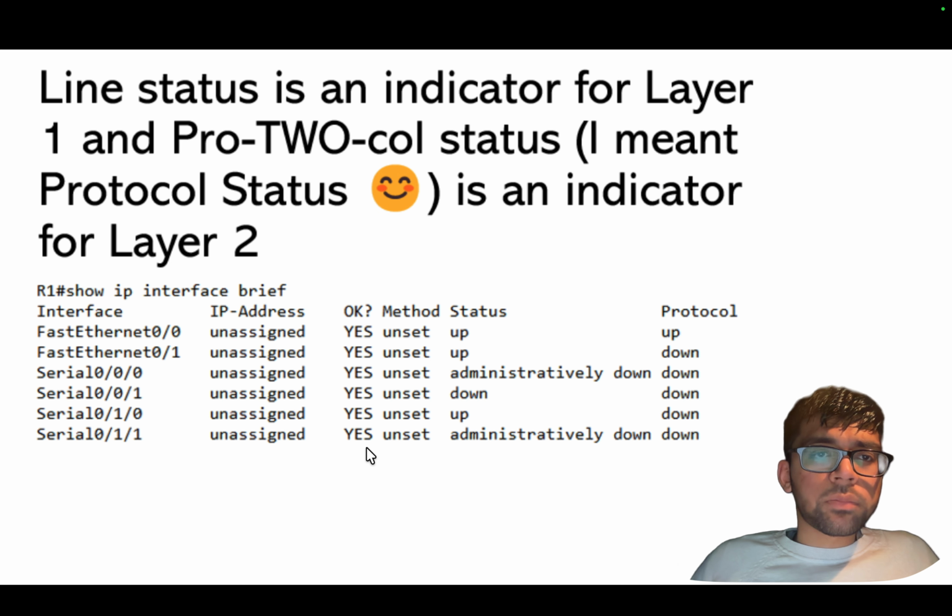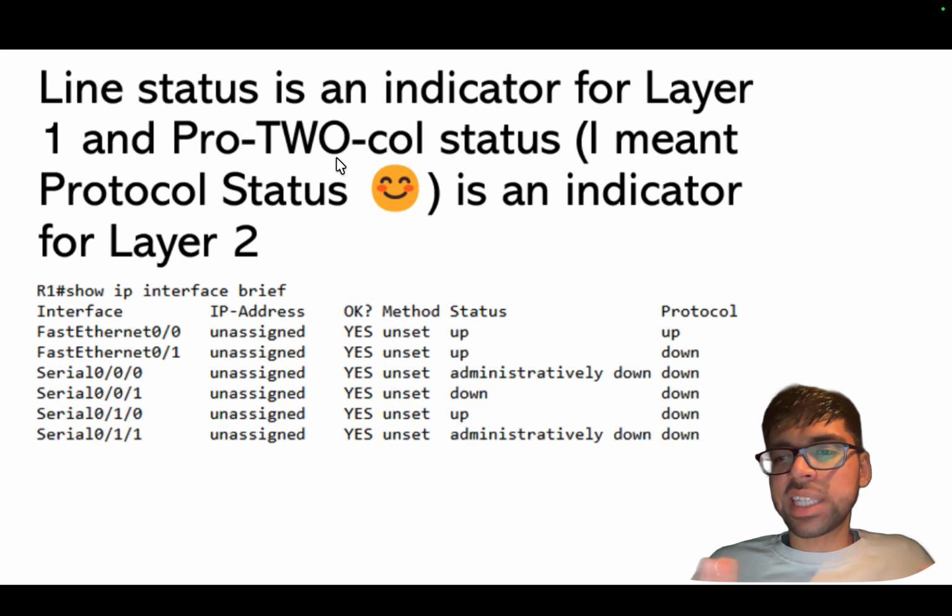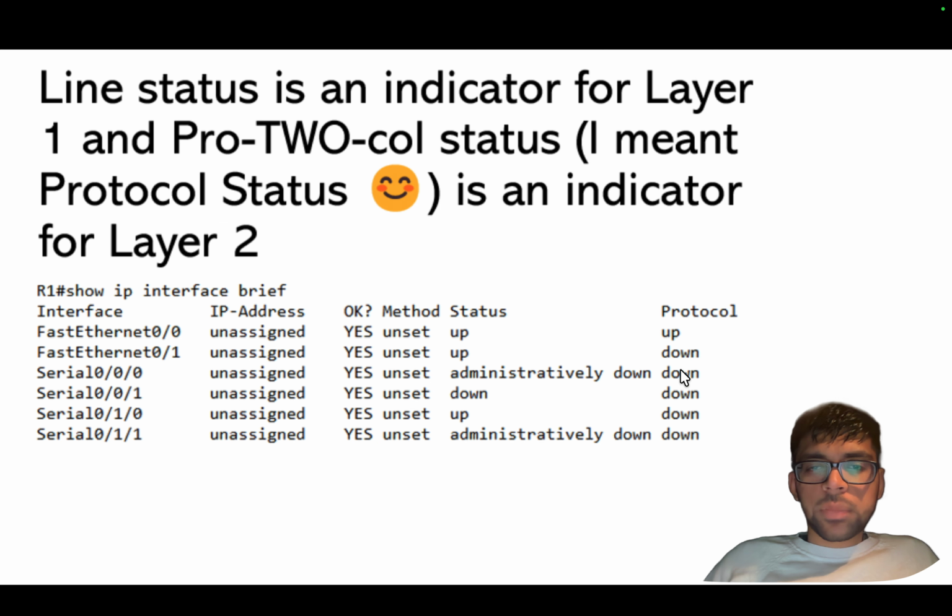Now, line status. I was talking about this earlier, and I wanted to show you this. This is the line status indicator for layer 1, and protocol status, I called it here, a little pun, but I think that helps you remember that this is referring to layer 2. So line status refers to layer 1, and protocol status refers to layer 2.